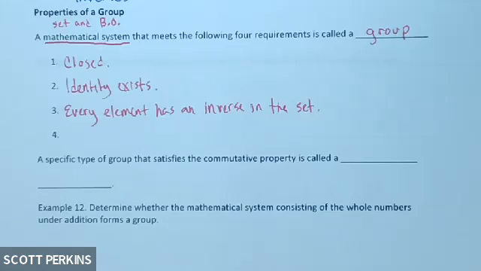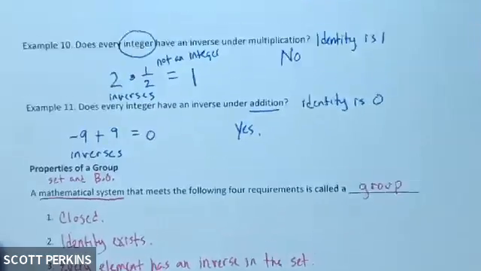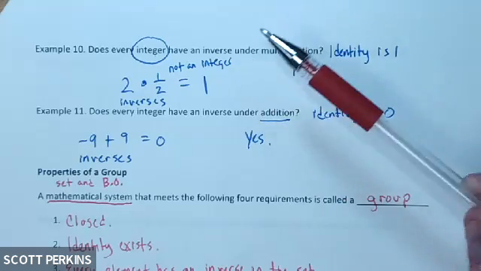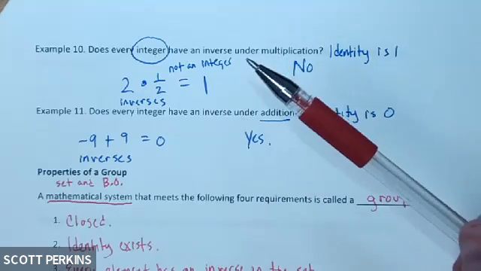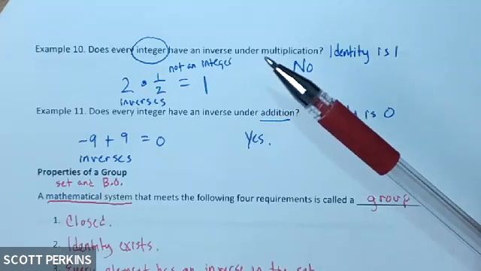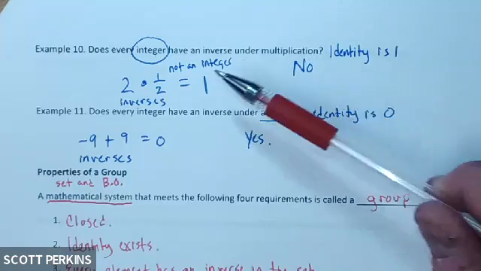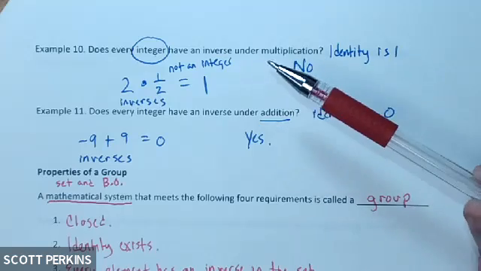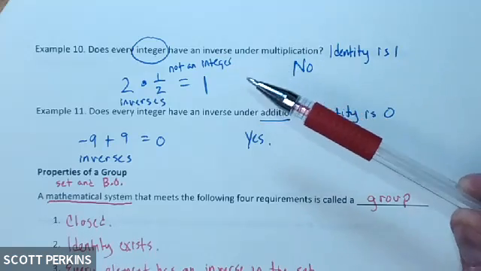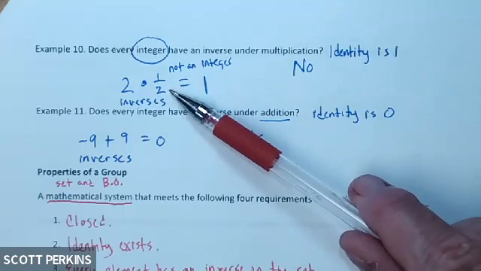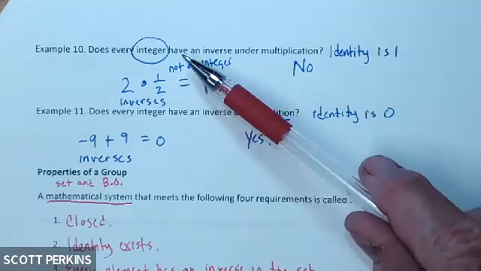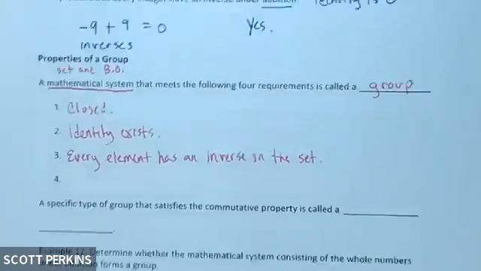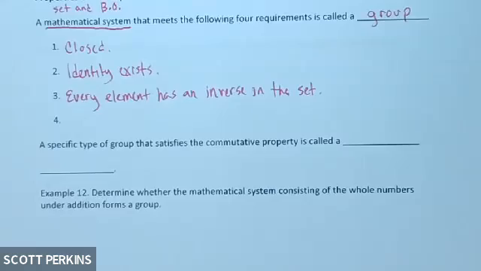So for example 10, if we slide the paper back up, it's closed. If I take any two integers and I multiply them, I get another integer. Good, it's closed. It has an identity because 1 is an integer. Okay, so the identity is part of the set. But where it fails is that every element does not have an inverse that's in the set, which is what we saw right here. A half is not in the integers. So this example 10 would not be a group. Can't be. Okay, so it's a mathematical system. That's great, but it's not a group.